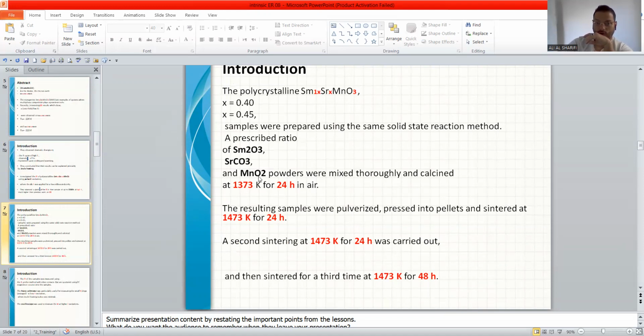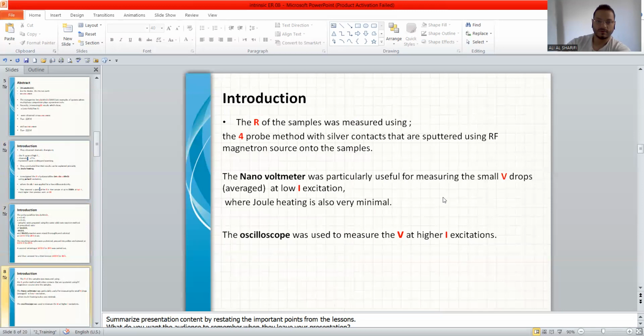To prepare all of these three contents. The resistance of the sample was measured using what? Using the 4-probe method with silver contacts that were deposited using a magnetron source onto the sample. The 4-probe method is important, with silver contacts.